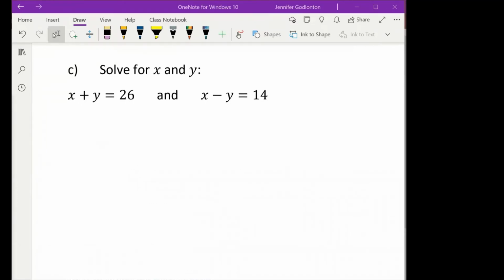So think about which method you would like to use and then solve for your x and your y.